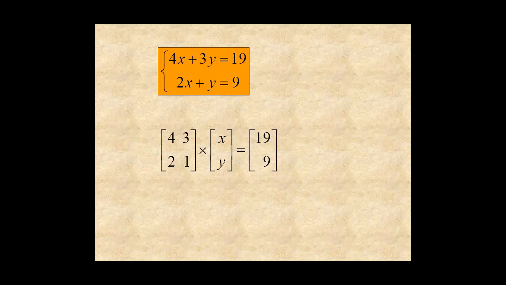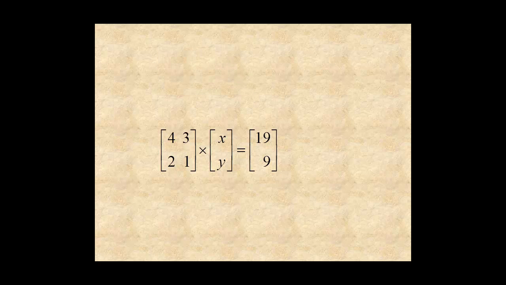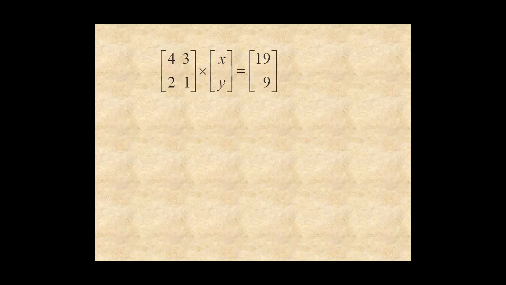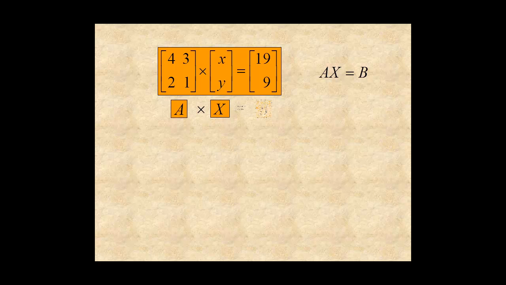The coefficients of the variables from the left side of the two equations are entered into a coefficient matrix. The variables are entered into a variable matrix, and the constants are entered into a constant matrix. This matrix equation has the form AX equals B, a coefficient times a variable equals a constant.